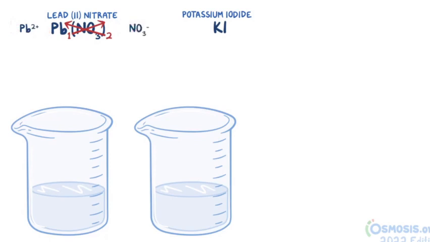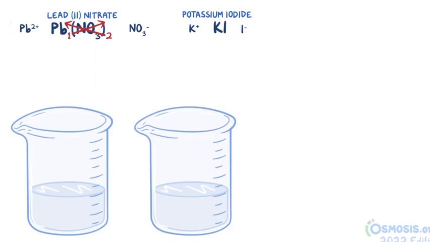We can now do the same thing for potassium iodide. Since that has the formula KI, we know that our solution has potassium 1 plus cations and iodide 1 minus anions. We can write these out as well, K+ and I-. Now that we know the 4 ions in our solution, we can figure out the products of the reaction.